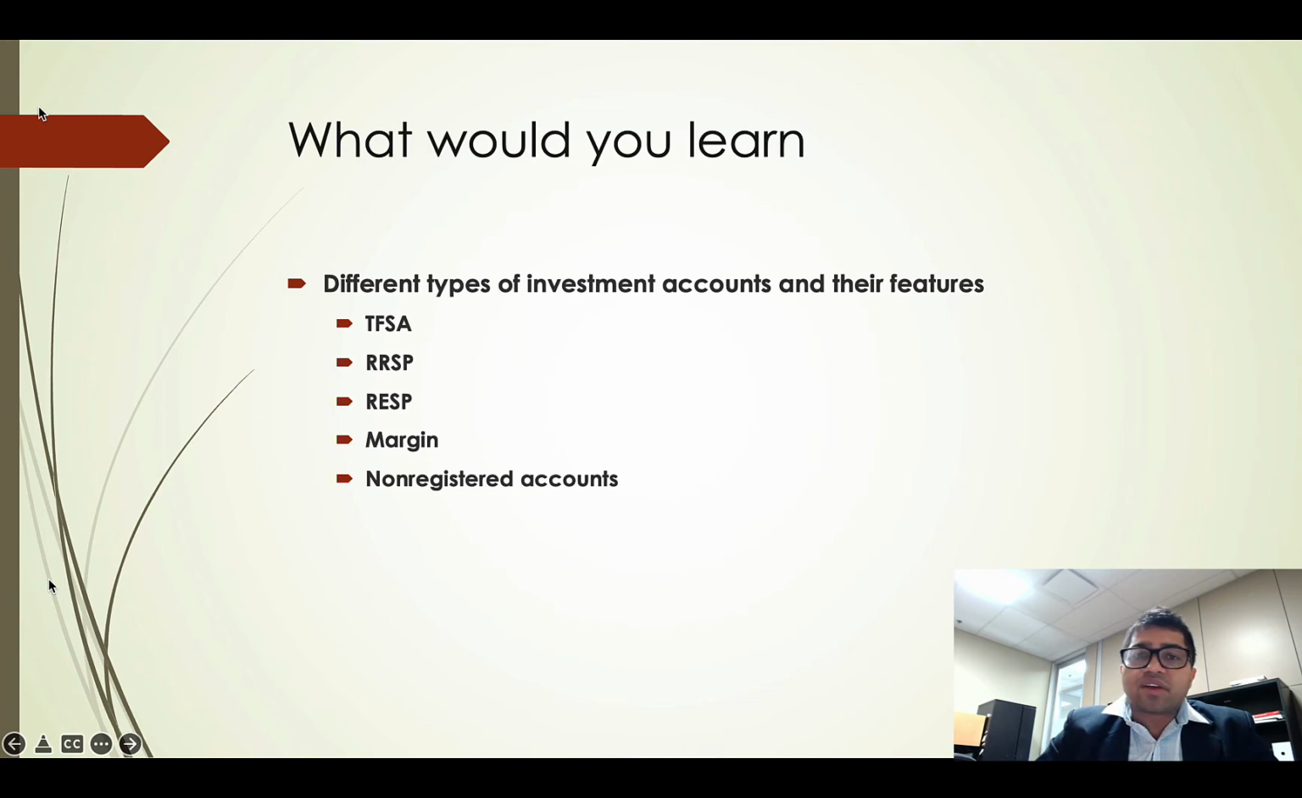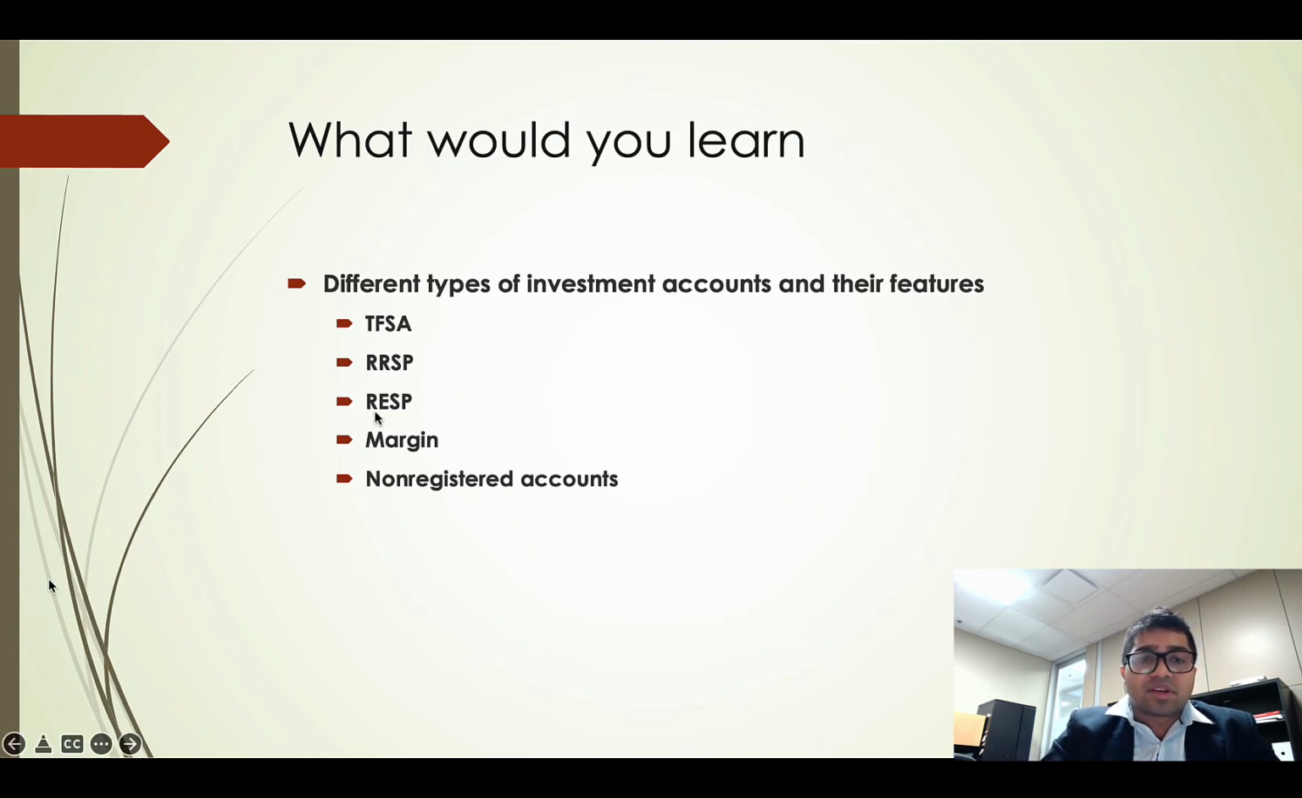We'll start with the different types of investment accounts that are there in Canada and what their features are. We'll talk about the tax-free savings account and its features, which investments you can add into a TFSA, and which investments you should add into a TFSA. Then we'll talk about the registered retirement savings plan. What is this type of account? What are the features? How do you get tax deductions? And what type of investments are most efficient in this type of account?